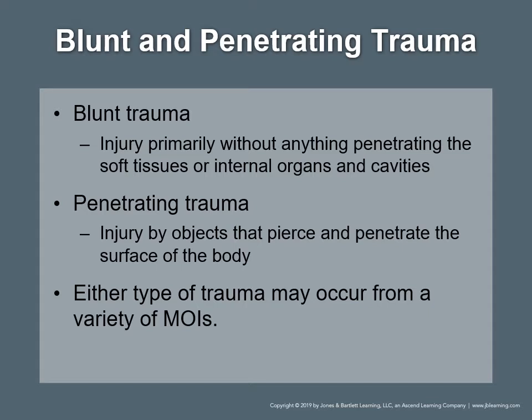Blunt and penetrating trauma. Blunt trauma is the result of force to the body that causes injury, primarily without anything penetrating the soft tissues or internal organs and cavities. Penetrating trauma results in injury by objects that pierce and penetrate the surface of the body and injure the underlying soft tissues, internal organs, and body cavities. Either type of trauma may occur from a variety of MOIs.